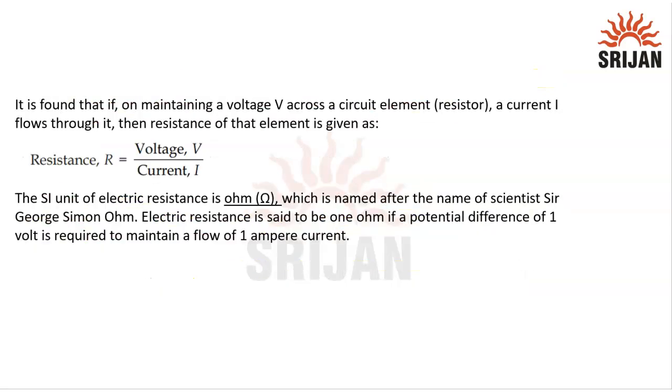Then it is found that if we have a voltage V across a circuit element which is a resistor, and the current flowing through it has a magnitude of I ampere, then the resistance can simply be written as R equals voltage divided by current. The SI unit of electric resistance is ohm, which is named after the scientist Sir George Simon Ohm. Electric resistance is said to be 1 ohm if the potential difference is 1 volt and the current is 1 ampere. Then 1 by 1 is simply 1, so the resistance is going to be 1 ohm. So if a potential difference of 1 volt is required to maintain a flow of 1 ampere current.